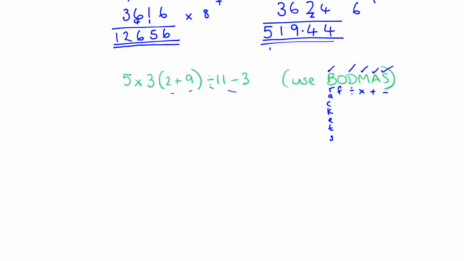Okay, so we have to do them in the right order. So the first thing is we work out the value of the bracket. Okay, so everything else stays as it was. Okay, so 2 add 9 is 11. We've worked out the bracket. Okay, now don't forget 3 bracket 11 means 3 times 11.